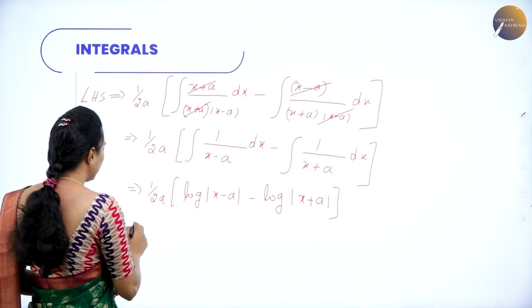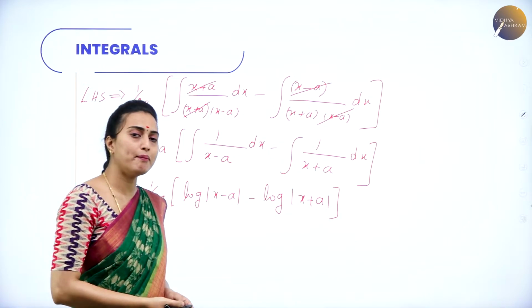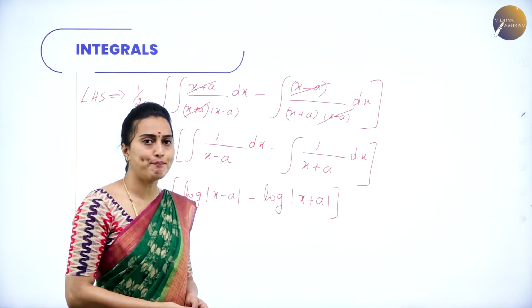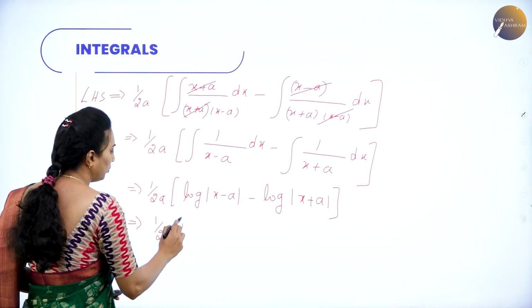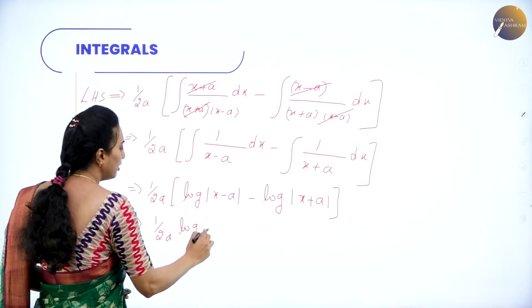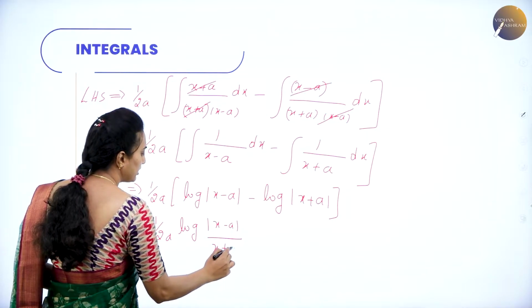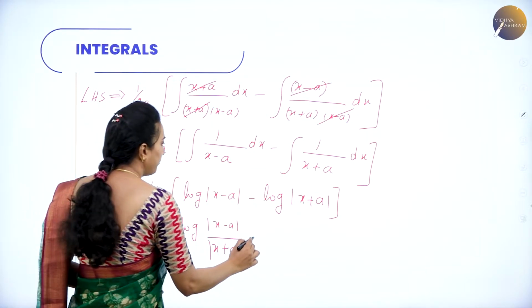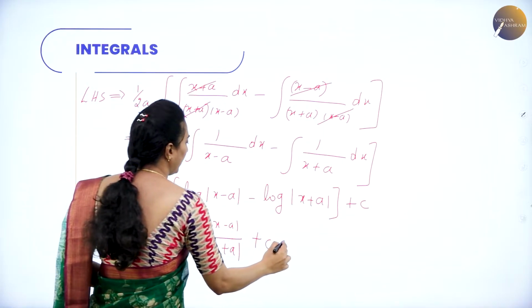Now you have, according to log m minus log n, what is log m minus log n? Log m by n, which gives you 1 divided by 2a into log of modulus of m divided by n, correct? Plus c. After integrating, please do not forget to write plus c.